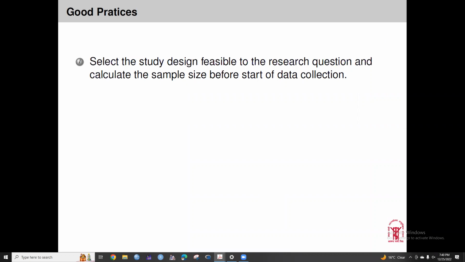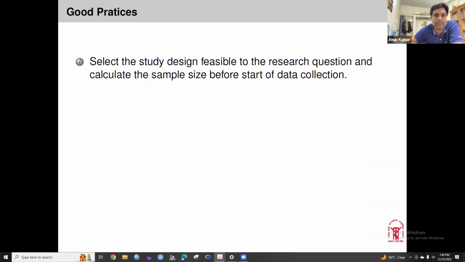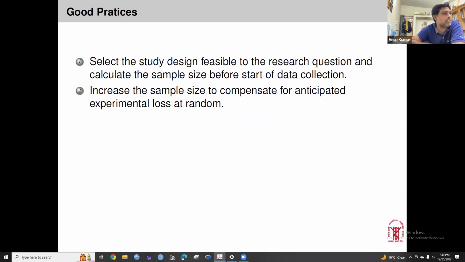So what are the good practices? Select the study design feasible to the research question and calculate the sample size before start of the data collection. So this is a very important thing. You have to be very much clear with your study design, and that depends upon your research question, the setup in which you are working, and the time frame or the money which you have in your hand. So study design actually depends upon these. And then calculate the sample size, because sample size depends upon the study design.